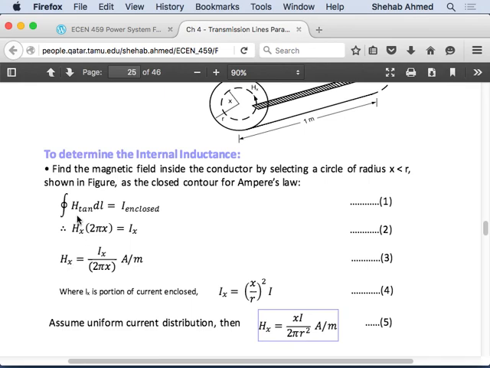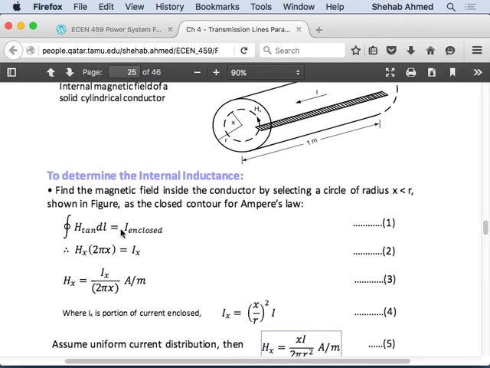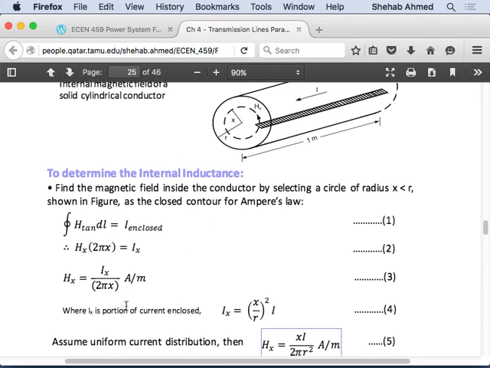Okay, so h of x dot dl is equal to I enclosed. The length of the path dl is this perimeter, 2 pi x, right? So h of x times 2 pi x is equal to Ix. So we calculate h of x, which is the magnetic field strength, at a radius x from the core of the conductor. From there, I do what?